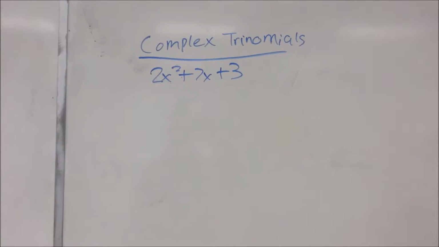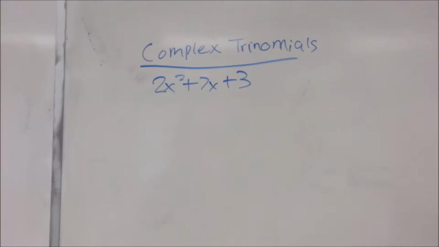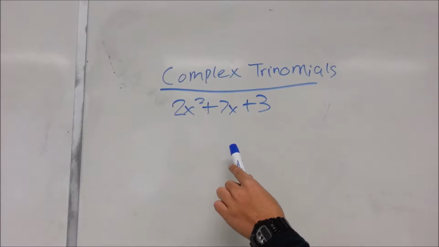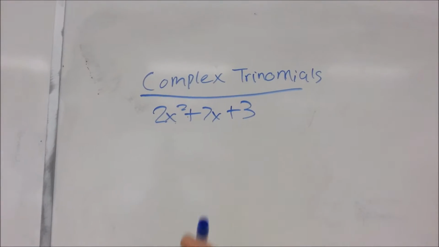Alright, guys, we're going to be looking at complex trinomials. To start off, in order to determine whether an expression is a complex trinomial, you need to see whether there's a coefficient on the x squared. Since this equation has that, that means it is a complex trinomial.